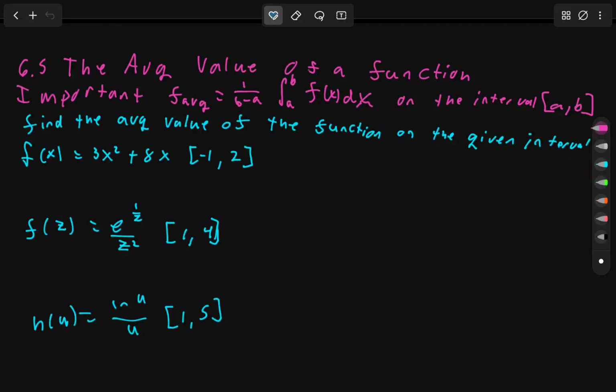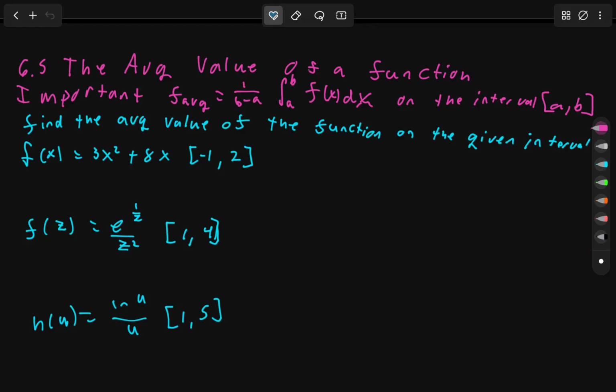In today's video, we're going to be going over the idea of the average value of a function. What's important for you to know? Well, the average value of a function is going to be given by summing up a ton of different points, and then dividing them by the amount of points.